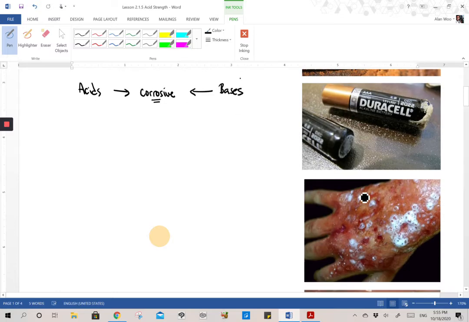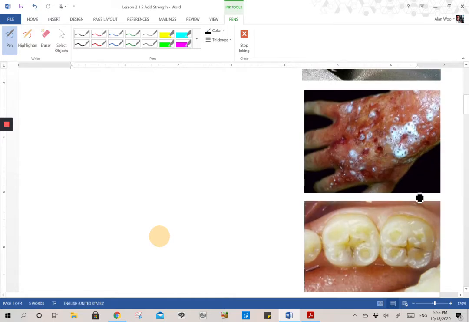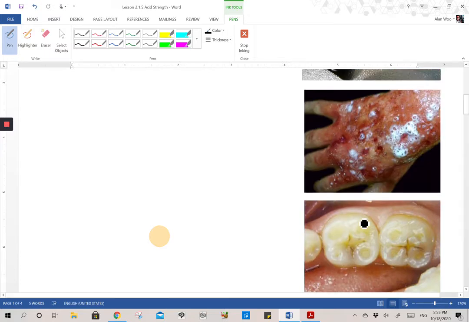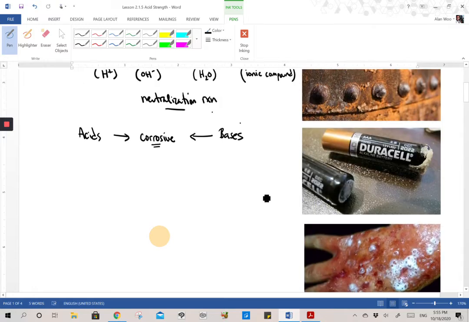If we go down a little bit more, you'll see that acids also have an effect on biological matter. They can corrode organic matter just as well as inorganic. And we can also see that acids and bases can break down minerals, such as the ones that form your teeth. So we're here today to look at how this happens. What causes it to be strong enough to corrode?